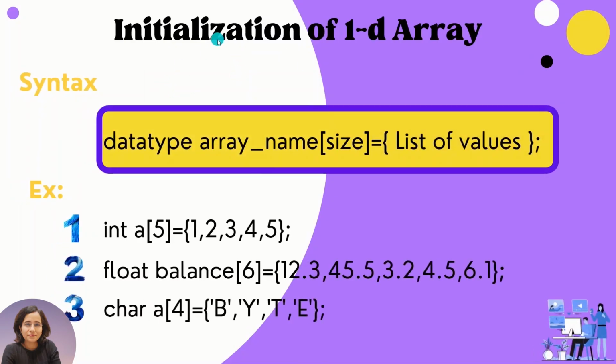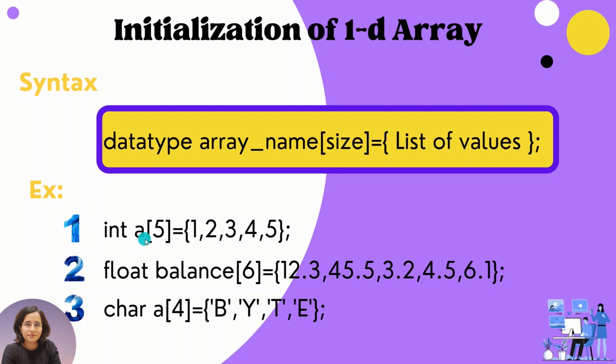Now let me tell how to initialize the elements of an array. If you want to store a value for any variable, there are two ways. Either we can initialize or you can use the scanf statement. Here we are initializing the value. At the time of declaration, you can initialize the value. So here is the syntax. First we should mention the data type, then the array name, then the size and then the list of values.